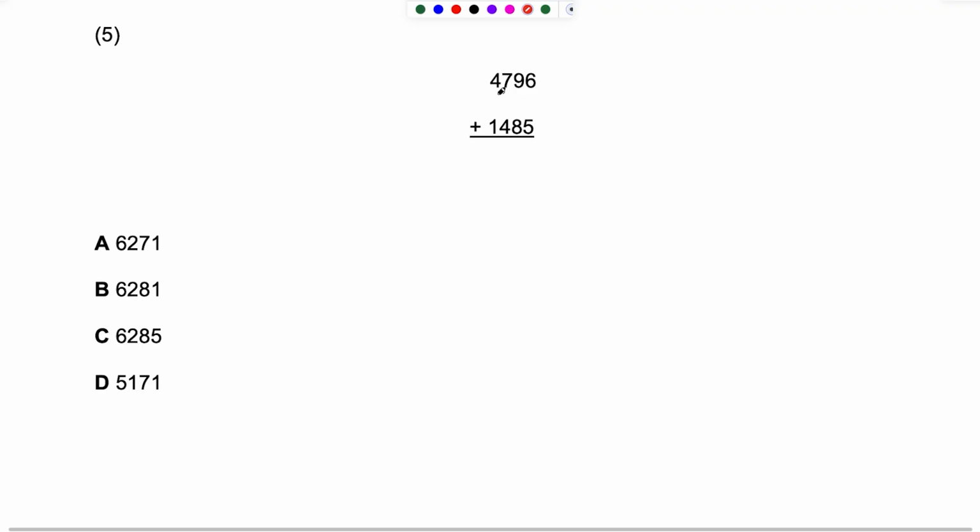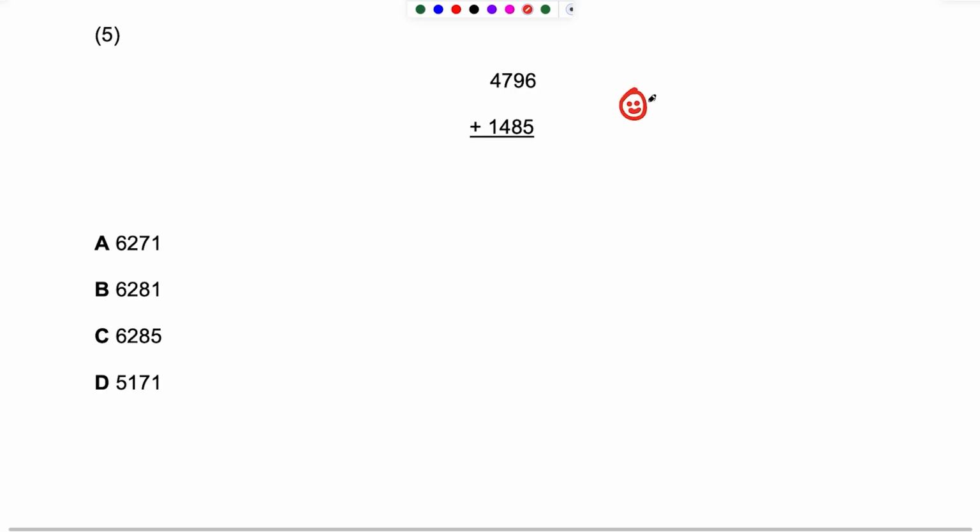Question 5, we're doing 4,796 plus 1,485. And for long addition, you want to make sure that you are lining the numbers up by the correct place value. So I'm lining up the ones place, the tens, the hundreds, and the thousands place. So we could start this off by adding the numbers in the ones place. So we're doing 6 plus 5.